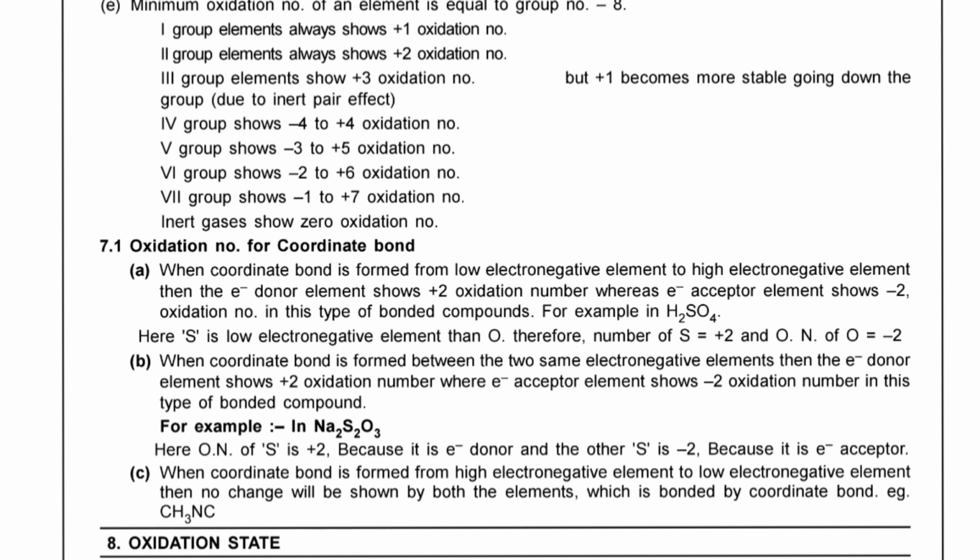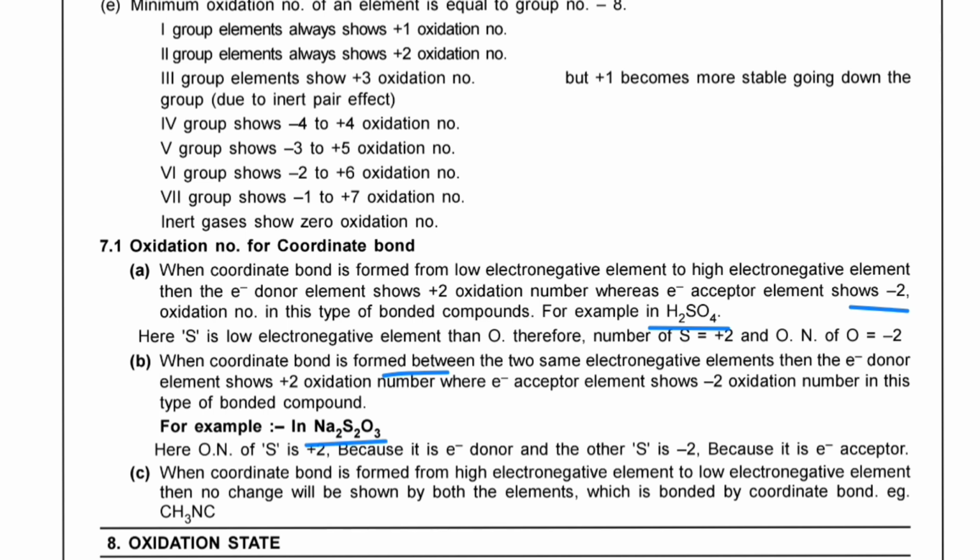Oxidation number for coordinate bonds: for part A, if we have two atoms of different electronegativity, the more electronegative atom gets the negative oxidation state. In H2SO4, oxygen is more electronegative, so it gets -2, but sulfur gets +2. Part B: if we have two atoms of the same electronegativity, then the electron donor gets the positive oxidation state, while the acceptor takes the negative oxidation state.